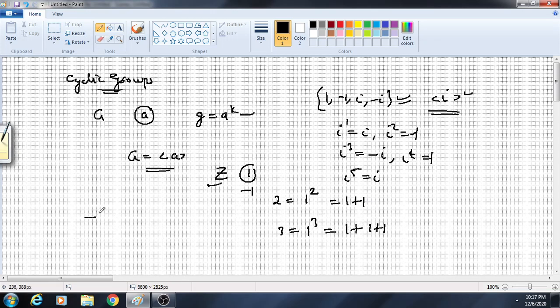And what is -2? It is again a power of this form, simply 1 raised to -2. So it is actually -1 plus -1, where -1 is the inverse of 1 in this case. So even positive integers and also negative integers can be represented by positive powers as well as negative powers of 1. So Z is a cyclic group. Some other common cyclic groups: this is a very famous infinite cyclic group here.